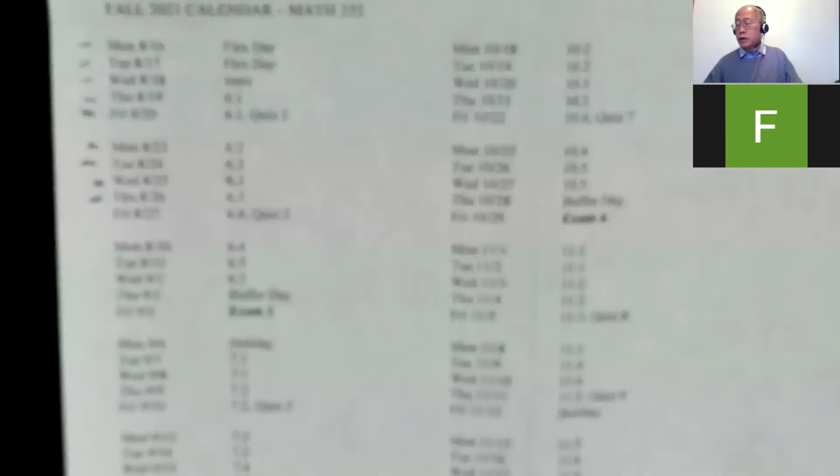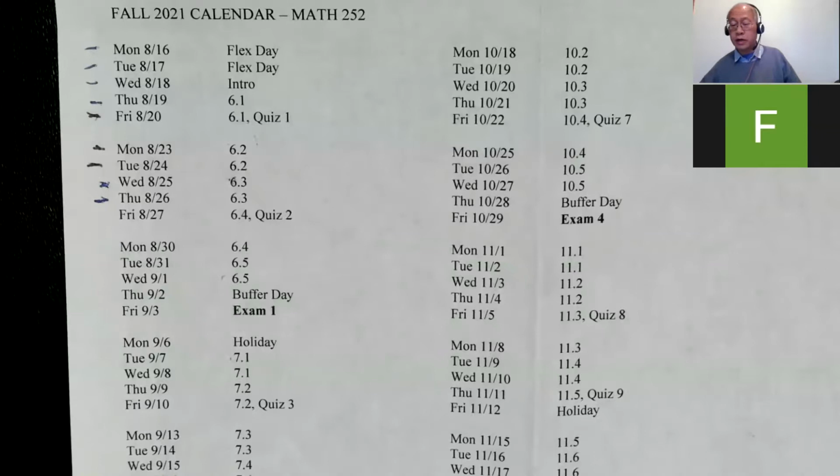Right, so we're back to doing the shell method. I'll do some more today. I was going to show you some problems which are actually not from our text. They were from the previous edition, the 7th edition, but they reinforce the idea of the shell method. They're not from the homework, but they're good illustrations.